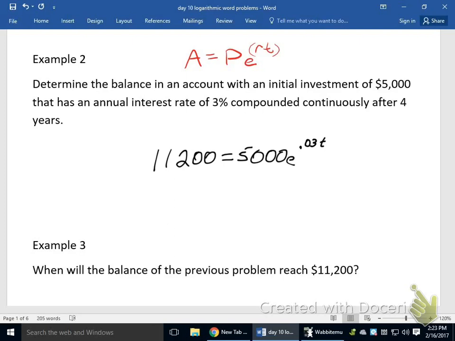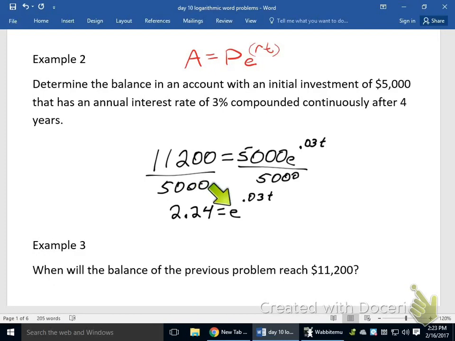Now I've got to solve for t. First thing I would do is actually divide by 5,000 on both sides. And I get 2.24 over here on the left equals e to the 0.03 t. This is where I'm going to use a logarithm. Since my logarithm would have a base of e, I'm actually going to use natural log on both sides.